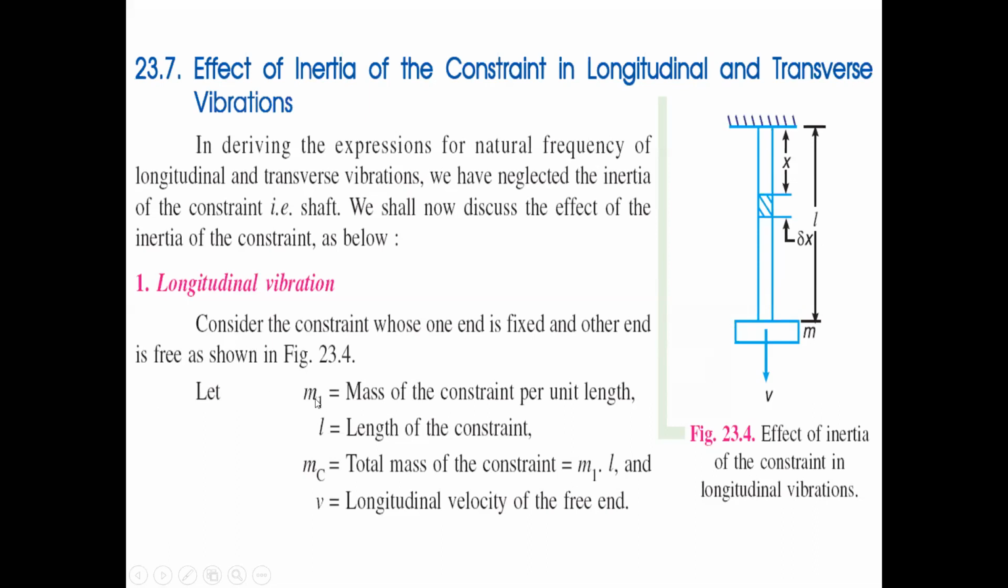Now observe the symbol notations. M1 is the mass of the constraint per unit length, and L is the length of the constraint. MC is the total mass of the constraint, that is, the total mass of the shaft, which is M1L. V is the longitudinal velocity of the free end.